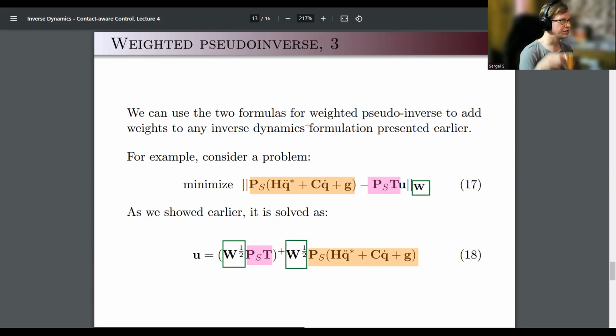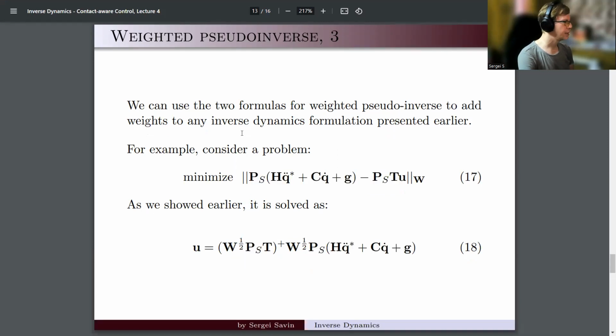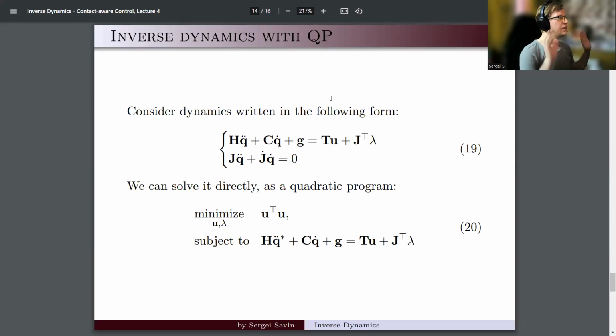Do we have questions? Okay, no questions. Now, this you can basically find in the papers that I recommend you to read. Okay, last one for today.